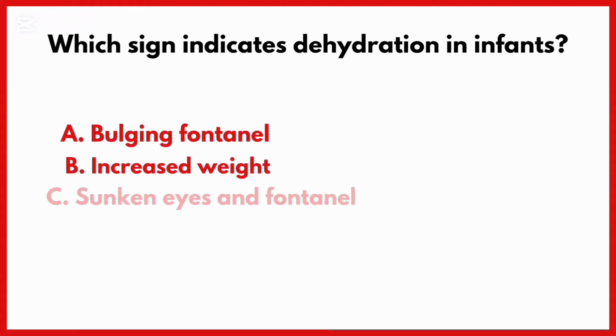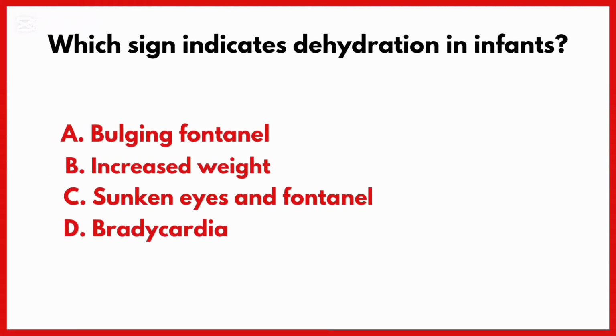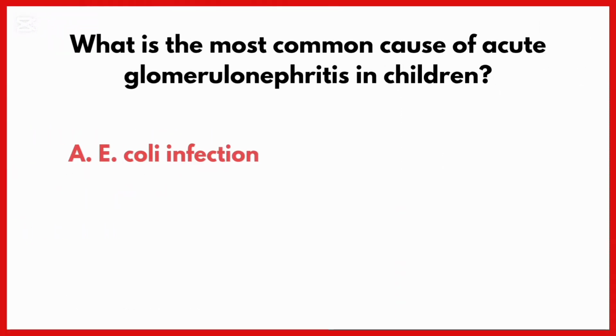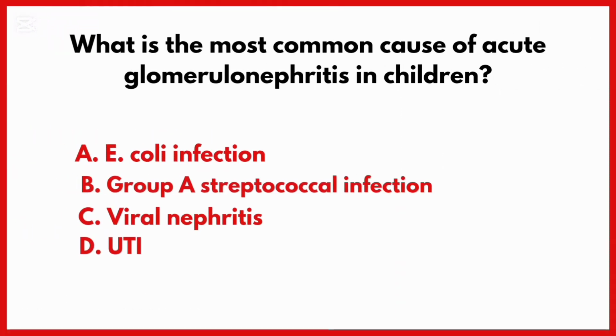Which sign indicates dehydration in infants? Correct answer is option C, sunken eyes and fontanelle. What is the most common cause of acute glomerulonephritis in children? Correct answer is option B, group A streptococcal infection.